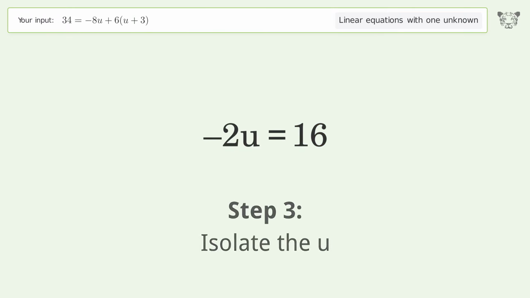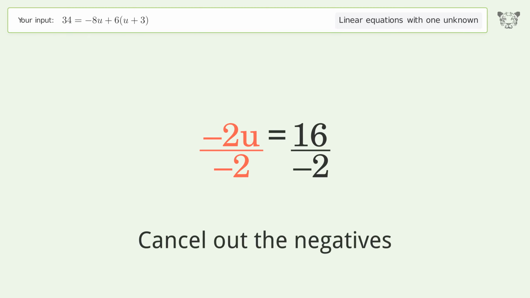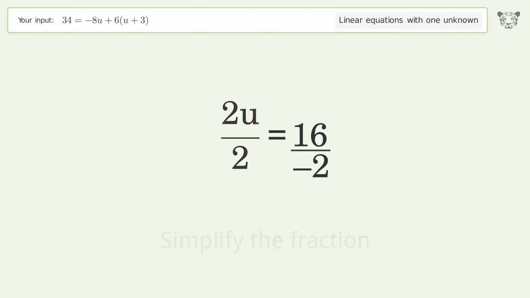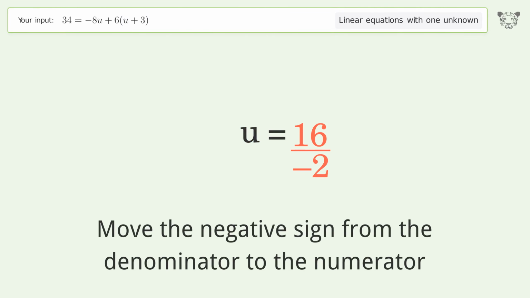Isolate the u. Divide both sides by -2. Cancel out the negatives. Simplify the fraction. Move the negative sign from the denominator to the numerator.